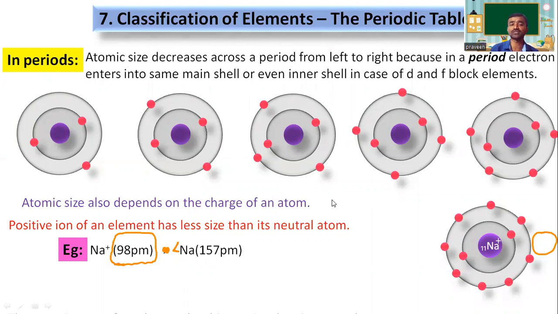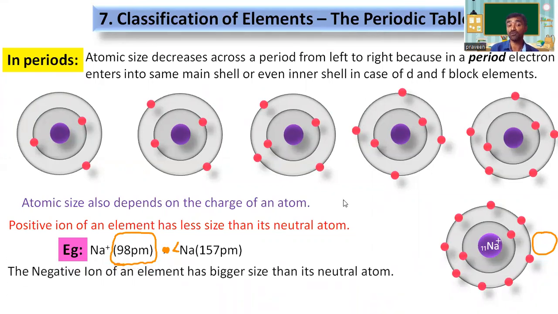Similarly, you are able to measure the atomic size of a negative ion. For example, here chlorine is considered. The negative ion of an element has a bigger size. Sorry, I thought a mistake was written here. The positive ion of an element has less size. Okay, correct. The negative ion of an element has a bigger size, no mistake. So here, the chlorine atom size is smaller compared with the chlorine ion. Chlorine forms a negative ion by adding one electron into the outermost shell.